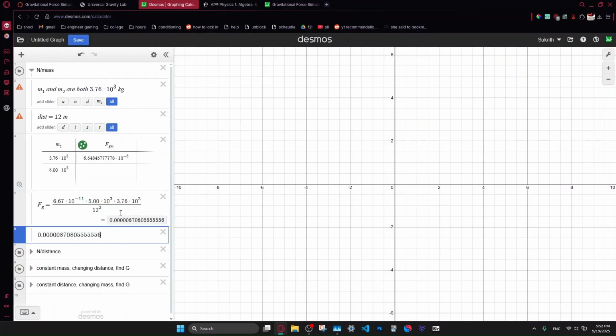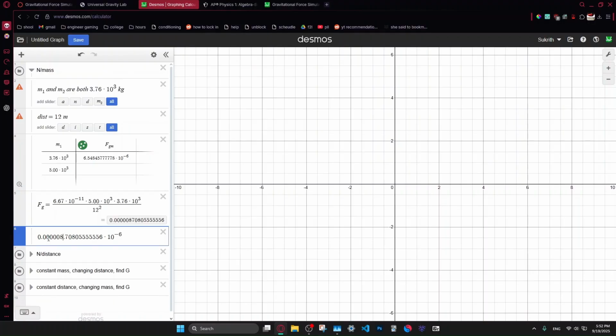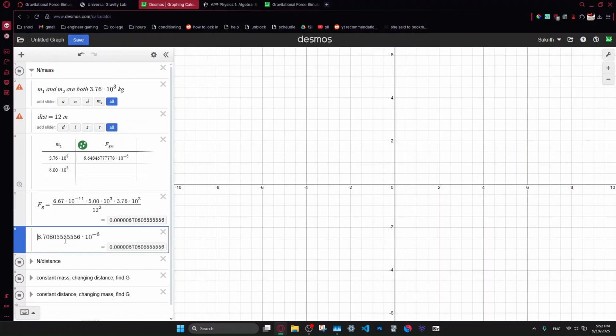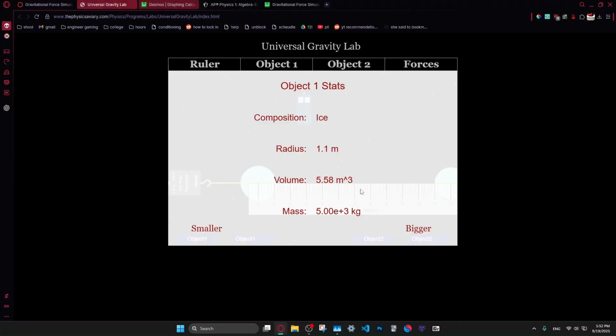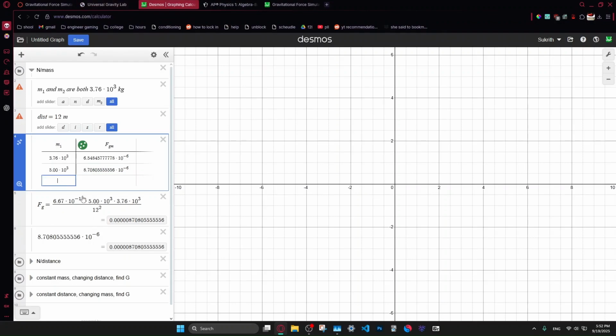And this is the same thing as how many micronewtons? 1, 2, 3, 4, 5, 6. 8.7 micronewtons. Look at that. This and this are the same. So this is our new micronewton value. Just to double check, yep, 8.7 micronewtons. Pretty cool. Now we're going to do it again.